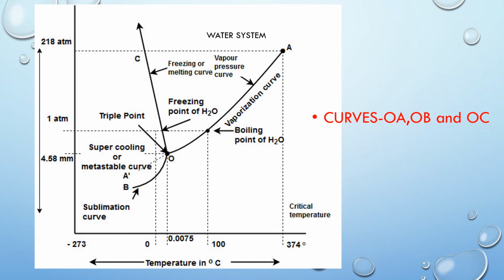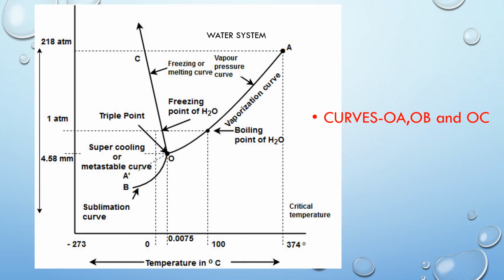According to Gibbs phase rule, F is equal to C minus P plus 2. Here, P is equal to 2, C is equal to 1. By substituting these values in this equation, F is equal to 1. The equilibrium represented by curve OA is a monovariate system. This curve starts from O and extends up to critical temperature. The critical temperature is 374 degrees Celsius and the pressure corresponding to this temperature is 218 atmospheres, that is critical pressure.